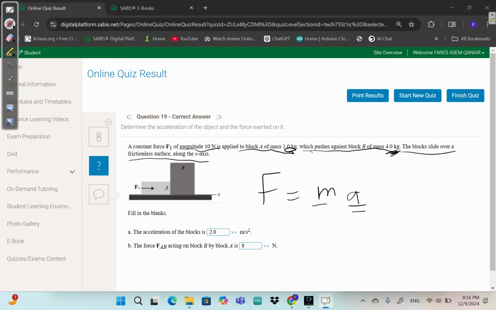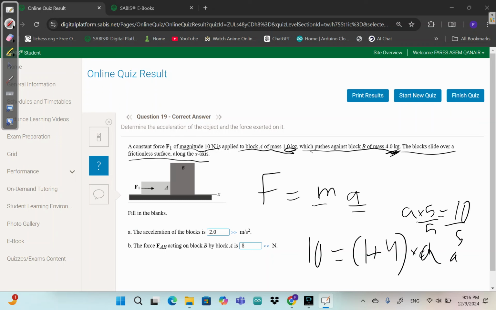So we just substitute. The force 10 is equal to mass. We need to get the total mass of both of them together. So mass is equal to 1, which is block A, plus 4, which is block B, times acceleration. So we'll get that acceleration times 5 is equal to 10. a times 5 is equal to 10. Divide by 5 on both sides. We'll get that acceleration is equal to 2. And that's our answer for part A.